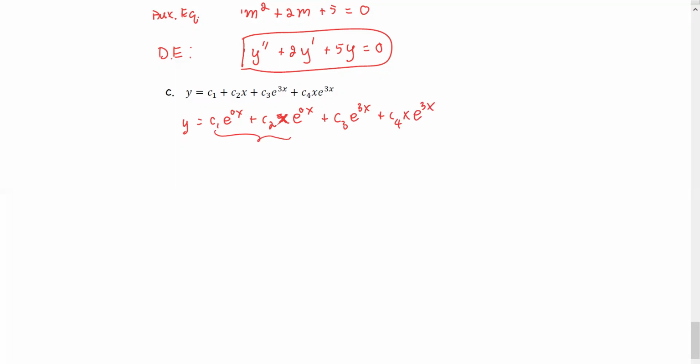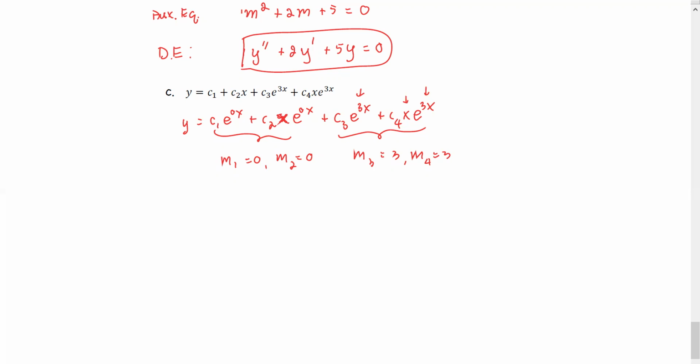Now we can see repeated solutions, two sets of repeated solutions. m1 equals 0, m2 equals 0 as well. m3 equals 3, which is the same as m4, which is 3. Because you have the same m value, the repeated one will be multiplied by the x factor.